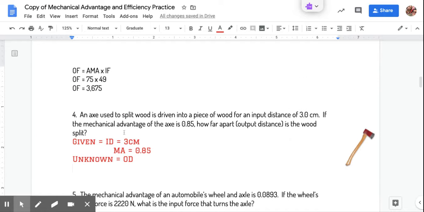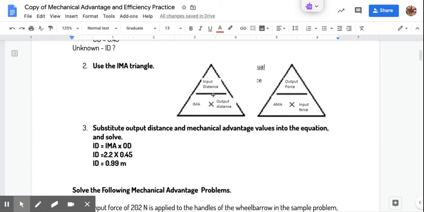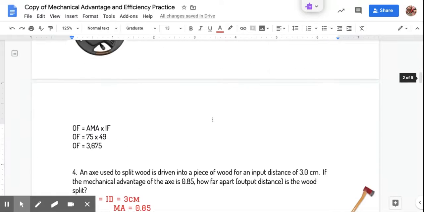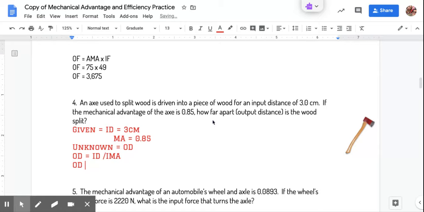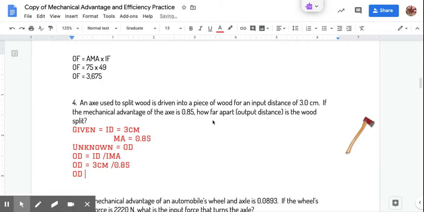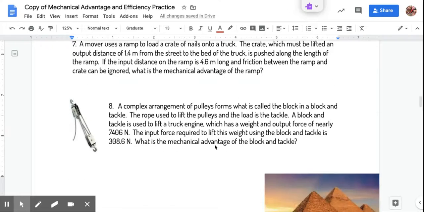And so let's see what our formula is. We're dealing with distances, so we're going to use this triangle, and we are solving for output distance in this one. So we're going to do input divided by IMA. We've got output distance equals input distance divided by IMA. Output distance equals 3 centimeters divided by 0.85. If we divide that out, we get 3.53 centimeters. Okay.